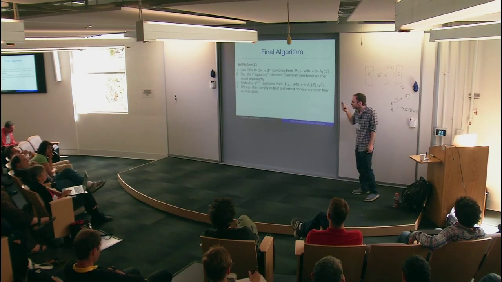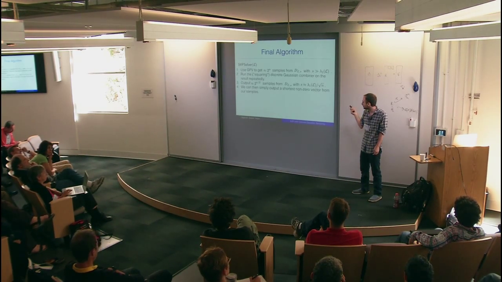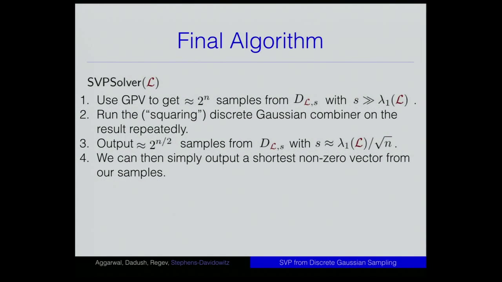And then, because of the fact that we know we only need 1.38 to the n vectors to get a shortest vector, that means that if we just output the shortest non-zero vector from our samples, with overwhelming probability we'll get a shortest vector. So that's the full algorithm.